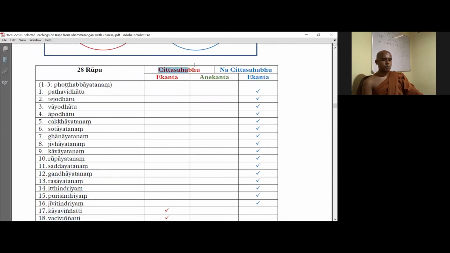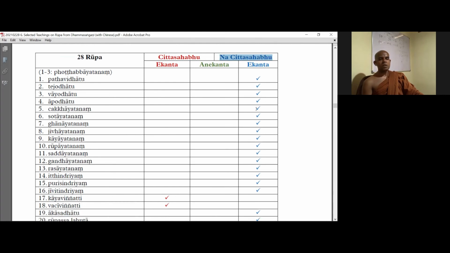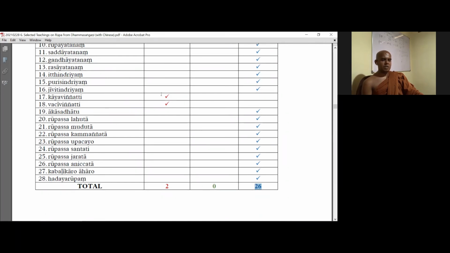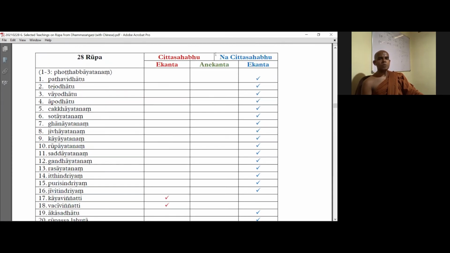Na Chitta Sahabhu, not mind-born materialities, there are 26. Definitely, the two vinyattis are called mind-born materiality. The other 26 rupa are called not mind-born materiality, not Chitta Sahabhu.